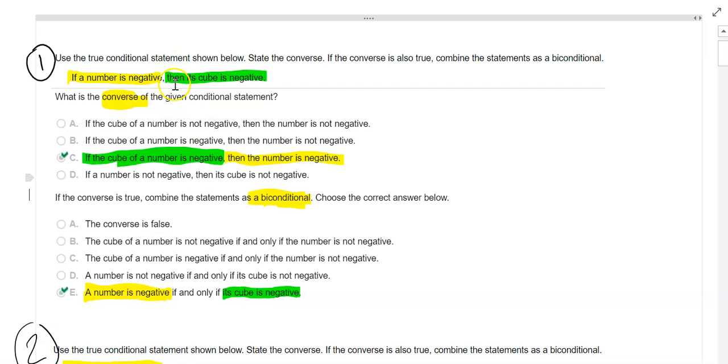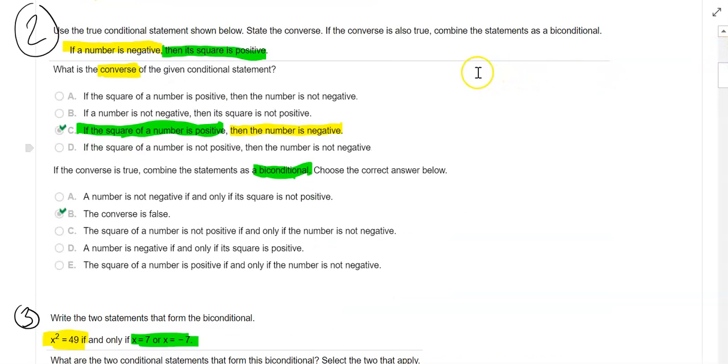If one of these was false, then our answer would be no biconditional. But since they're both true, I keep it in the same order as the original conditional statement, and I replace the then with if and only if. So it's the same order: a number is negative if and only if the cube is negative.